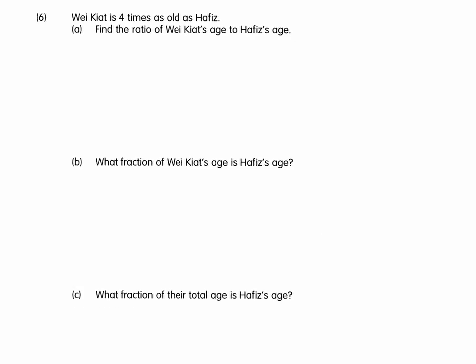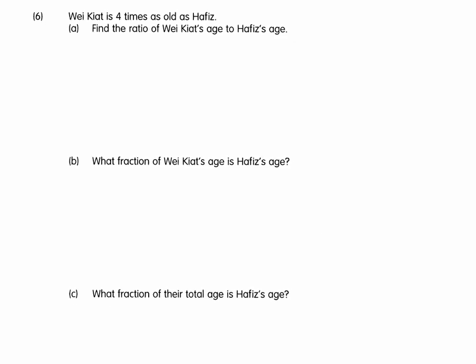Now I have Weighted is 4 times as old as Hafiz. Okay. Who is older? Isabel. Sorry? Weighted, is it? Okay. So, find the ratio of Weighted's age to Hafiz's age. So, I have W to H. So, W to H, Shalene. 4:1.